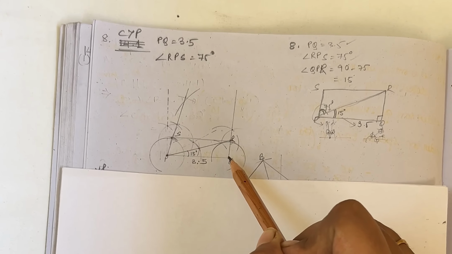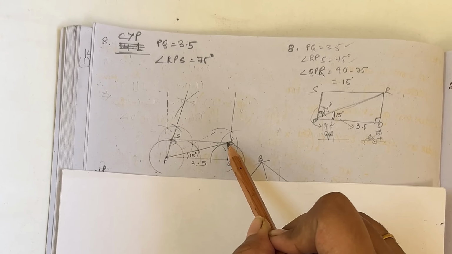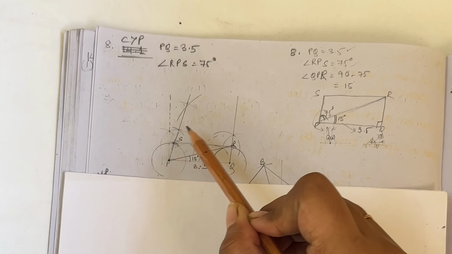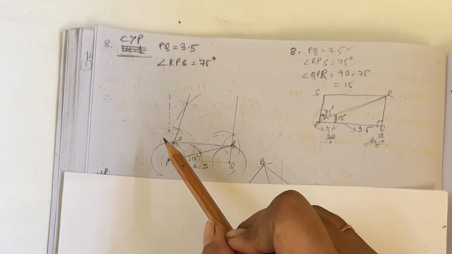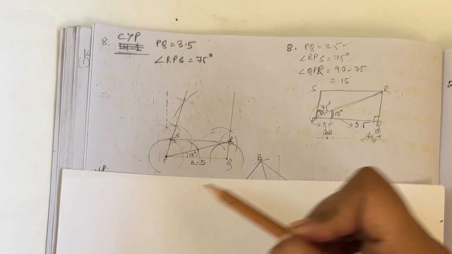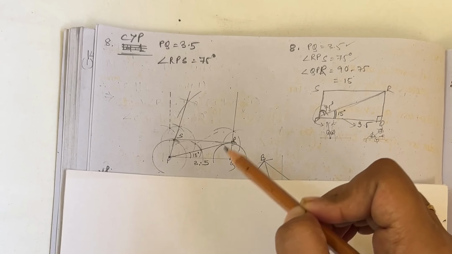And from R, we are going to measure PQ and bisect it here. We get point S. Similarly, we bisect here, we get point R. So we get our required rectangle PQRS.